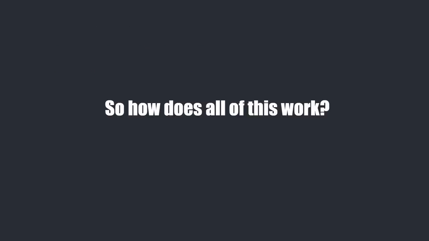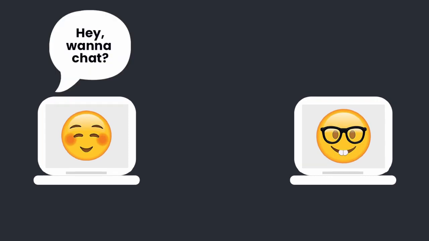So how does all of this work? I'm going to give you a quick example first, and then we'll actually start breaking down the details of this. At a high level overview, we have two peers, and if they want to communicate, we would have one peer initiate a connection, and they would say, hey, you want to chat?